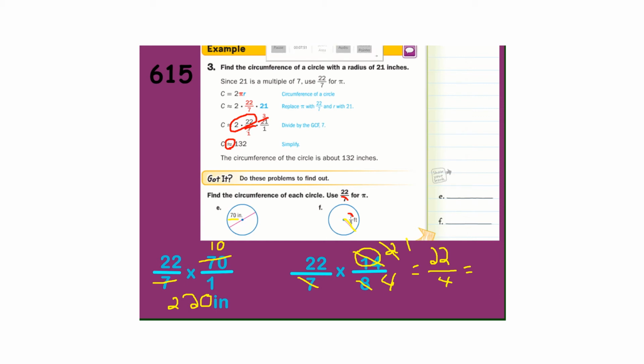Okay, so for letter E, if I took 3.14 times 70, I got 219.8. So real close to our 220. That's why we always use the approximate sign, approximately. Okay, 3.14 times 14 divided by 8 is 5.495, and we said our answer was 5 1/2. So very close.